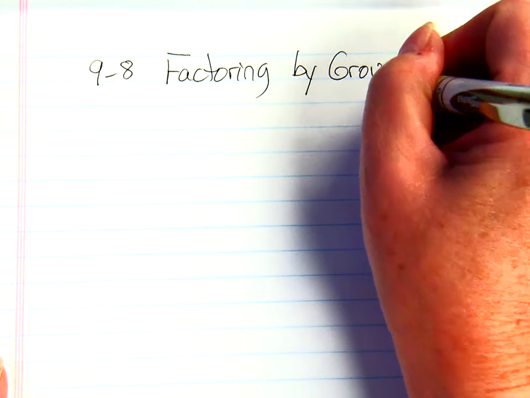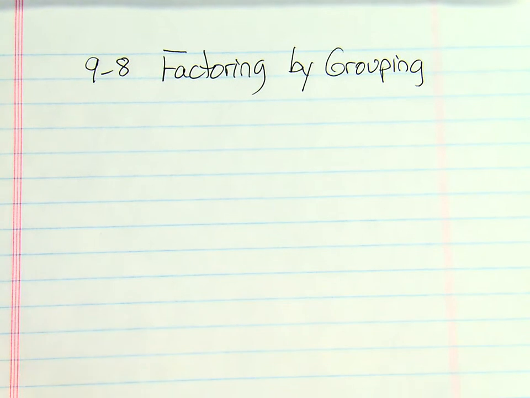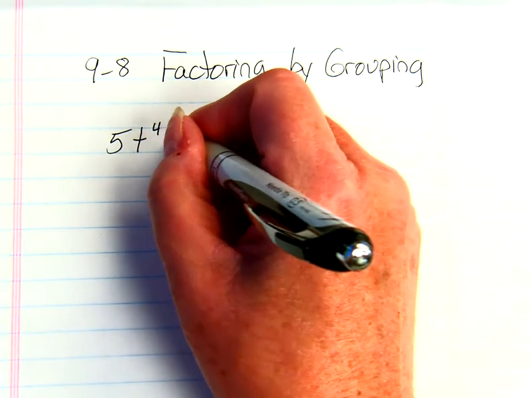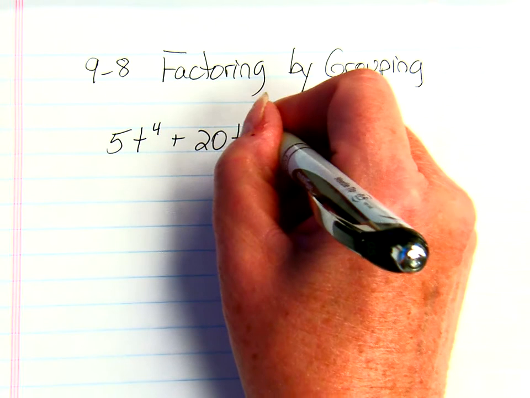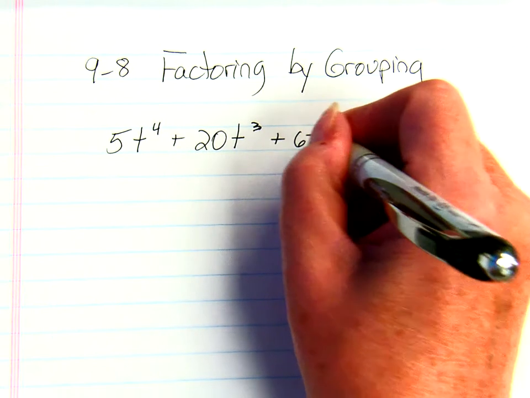Okay, by this time we've had a lot of experience with our factoring. This is just another method of getting to our factoring pretty easily. In this case, we're actually going to be factoring a 4-term polynomial. So we're kind of leaving trinomials for just a moment, and we're going into 4-term polynomials. So let's get started with 5t to the 4th plus 20t cubed plus 6t plus 24.